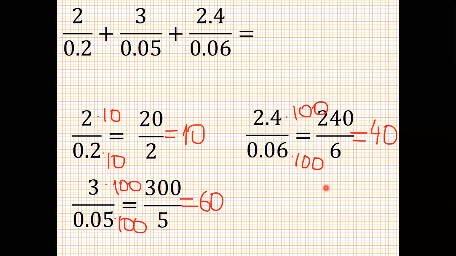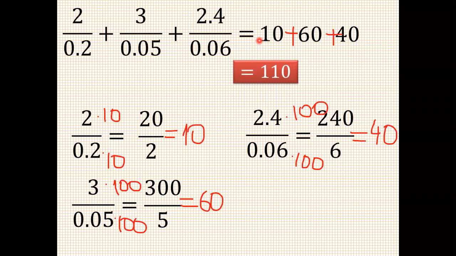After, okay, let's do addition. From the first fraction, I have 10. And I will add this 10 to 60. I will do the addition. After, I will add to this sum 40. And I'm going to have in the answer 110. And this 110 is our result for this problem.